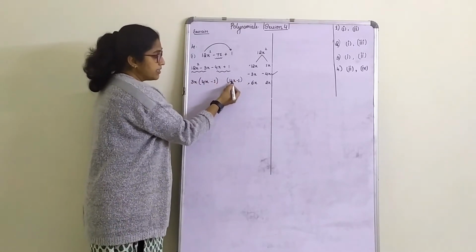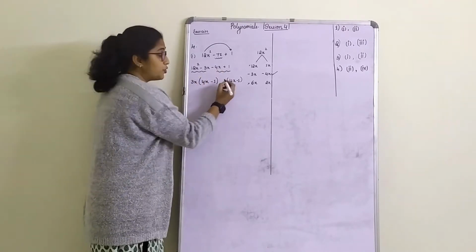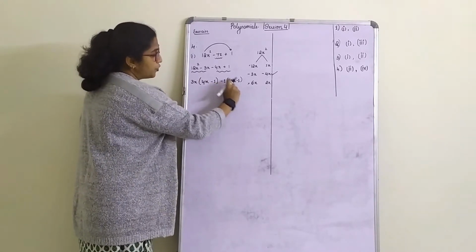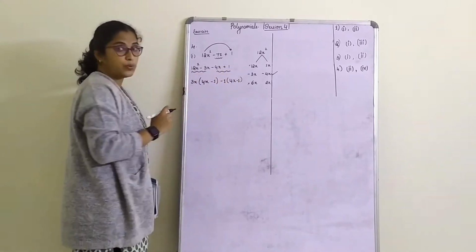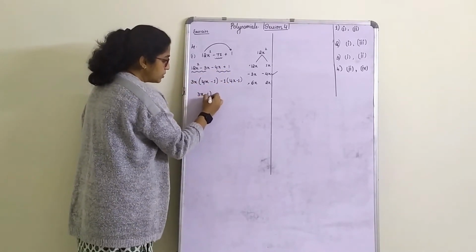Now try to adjust it. 4x into what number should give you minus 4x? That is minus 1. Minus 1 into 4x is minus 4x, minus 1 into minus 1 is plus 1. We got that, right? Now group them. 3x minus 1.